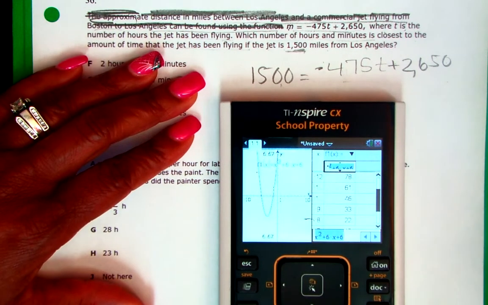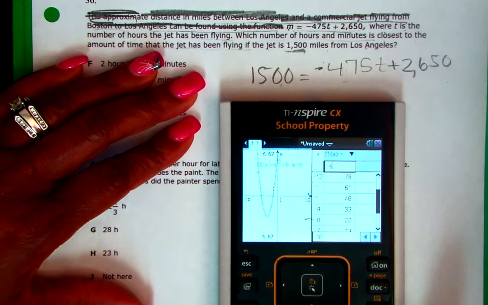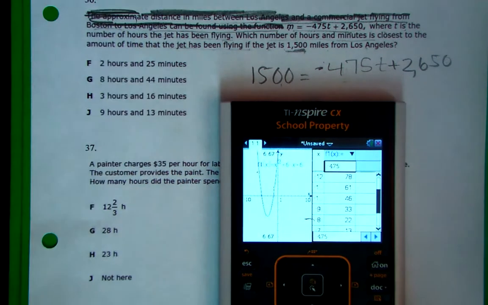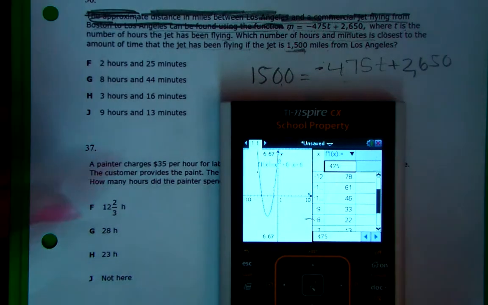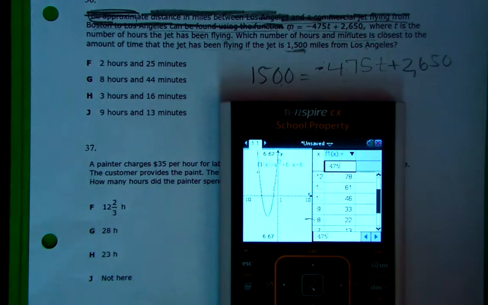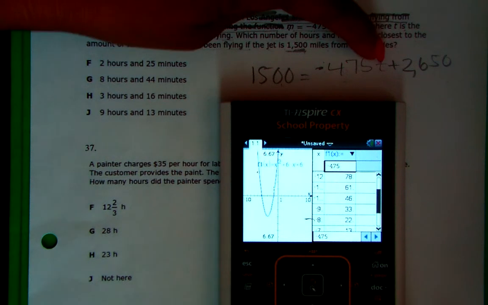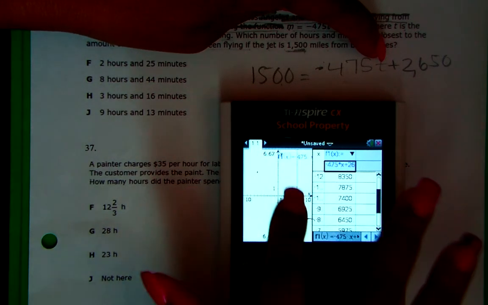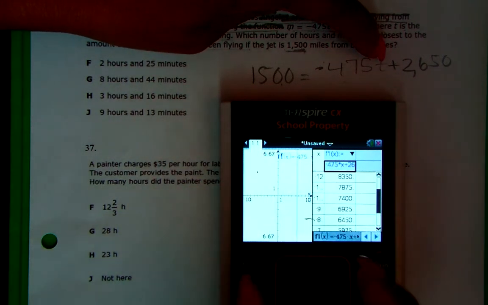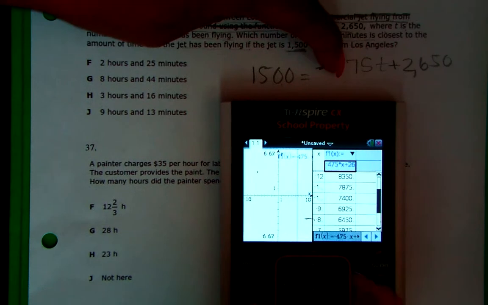We got negative 475. I said it and I wrote something different. I know. Negative 400. Sometimes I switch things just like dyslexia, but you know it's okay. I catch it. Negative 475t. That's our independent, so that means that's x plus 2,650. Enter. Now the graph looks really off. That's not how the graph should look. It's because the numbers are so large here and so small there.